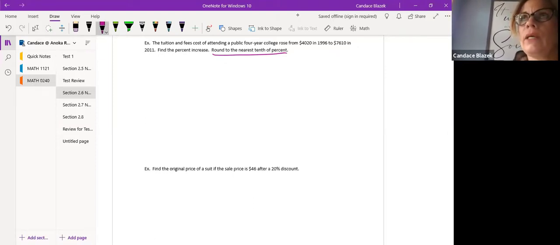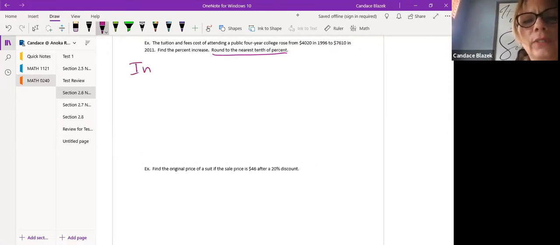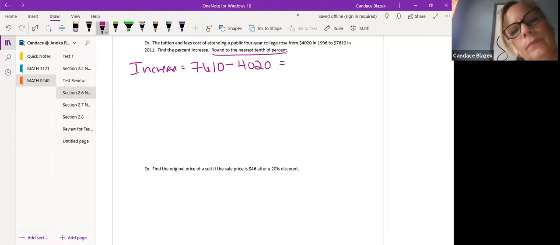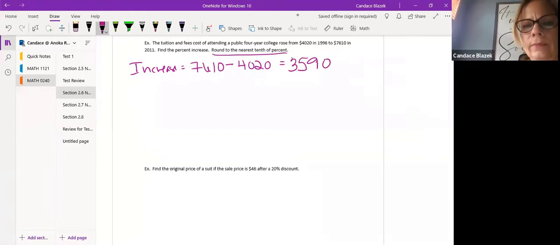Well, before we can do an equation to find the percent increase, we have to find the amount that it increased. So the increase will be the current value, or the value in 2011, which is 7,610. And we're going to subtract from that 4,020. So the increase itself was 3,590. I'm checking my math to make sure everything is good. That looks good.